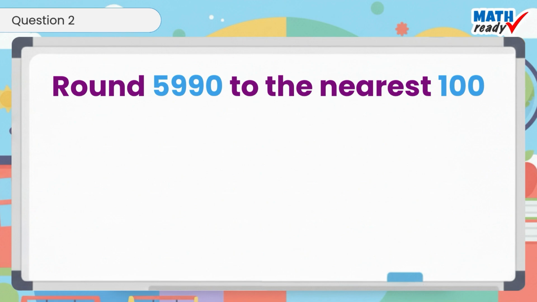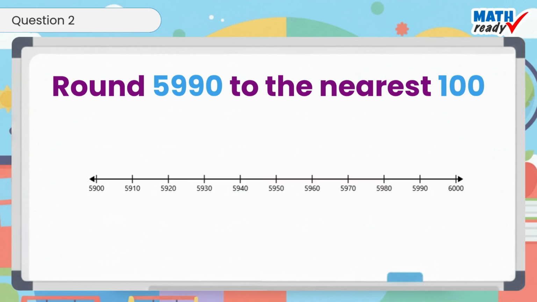Round 5,990 to the nearest hundred. We can see that 5,990 sits between 5,900 and 6,000. Since 5,990 is closer to 6,000, we round up to 6,000.